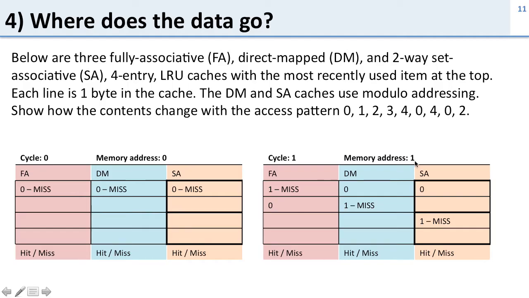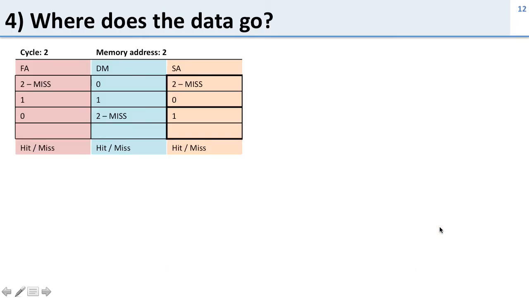We go to memory address 1, we're also going to miss everywhere. In the fully associative one, we can put it anywhere. I'm going to draw it on the top here because it's the most recently used. In the direct map, we can only put it in one place. So address 1 can only map to here. And for the set associative, this is an odd address, so it's going to have to go in the odd set over here. For address 2, this is similar. Address 2 can only go one place in the direct map. In the set associative, it has to go into this set, but it can go in either of these places. And I'm going to draw it up here just to keep track of this being the most recently used one.